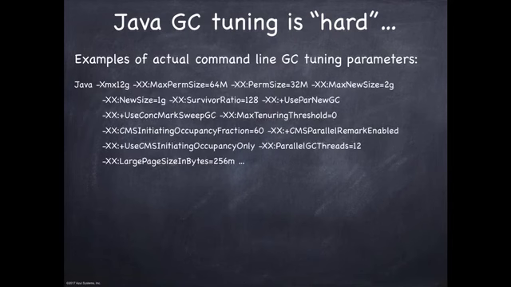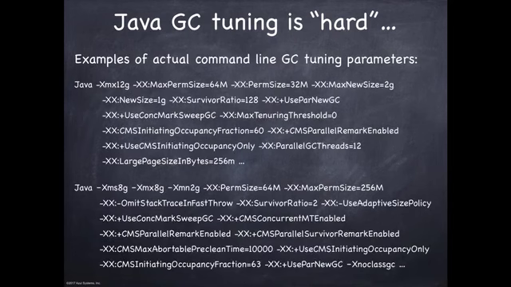We've got two examples of real world applications, and these are the command line options that we use to start them up. The one at the top is setting a heap size of 12 gigabytes. The one at the bottom is setting a heap size of 8 gigabytes. So they're reasonably similar, in the same order of magnitude. The top one has 14 flags. The bottom one has 17 flags. So there's a lot of different things going on here, and they're very different flags.